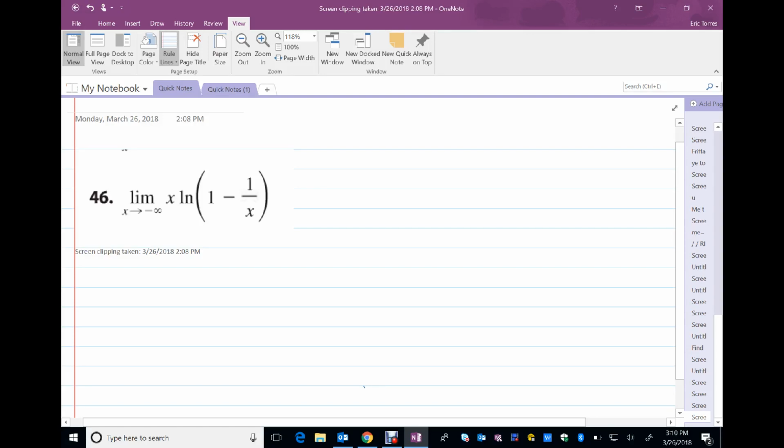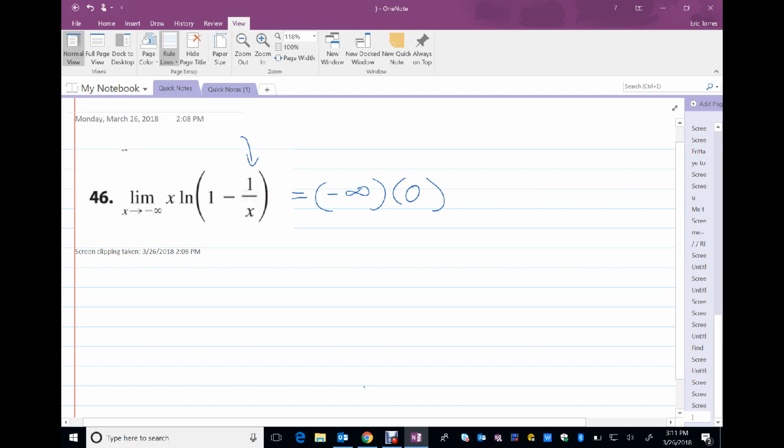This is an example of an indeterminate product. So basically I have this: as x goes to negative infinity, clearly x goes to negative infinity. And the ln of 1 minus 1 over x, let's see, this would go to 0 as x went to infinity, positive or negative, and the ln of 1 is 0. So this is the indeterminate form, negative infinity times 0.